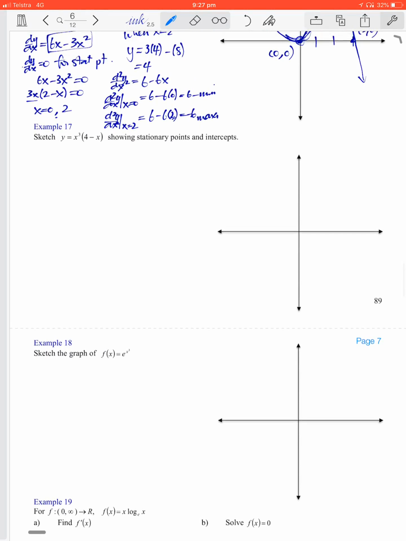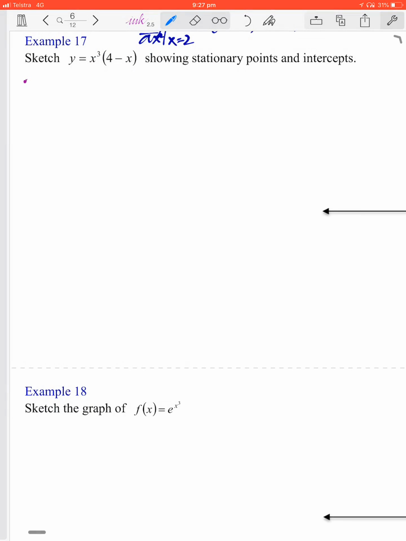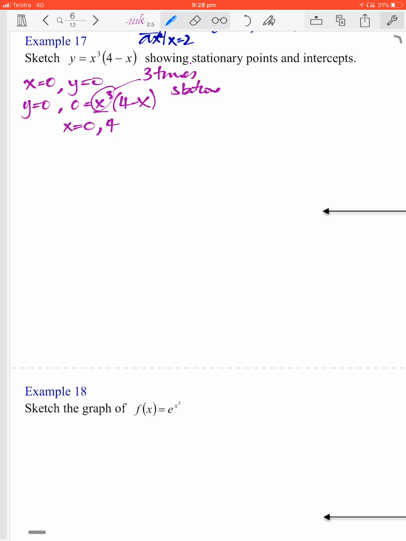Okay, this one here, it's nice and factorized for us already. So when x equals 0, y equals 0, because if I put 0 into that, I get 0. When y equals 0, 0 equals x cubed times 4 minus x. So x equals 0 or 4. Now, because this is repeated 3 times, it's not a turning point, it's a stationary point of inflection. But we'll show that because the second derivative should equal 0 at that point.